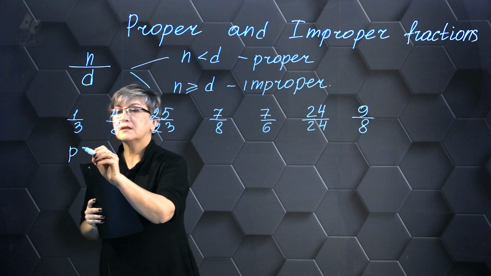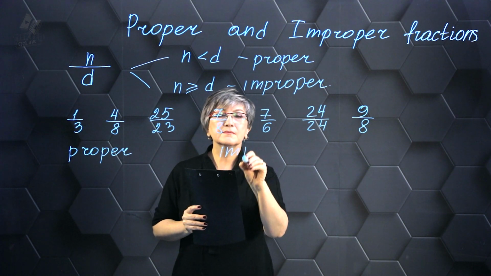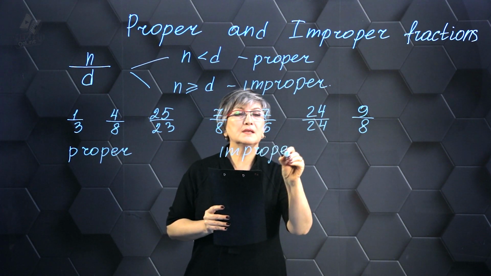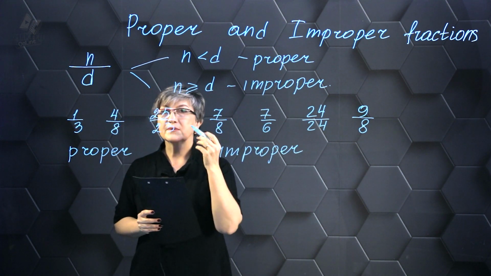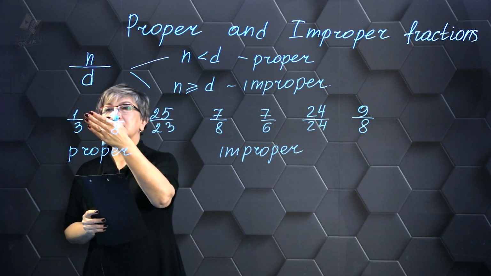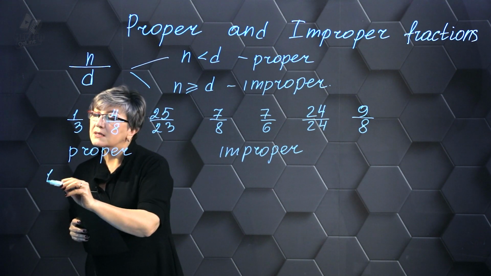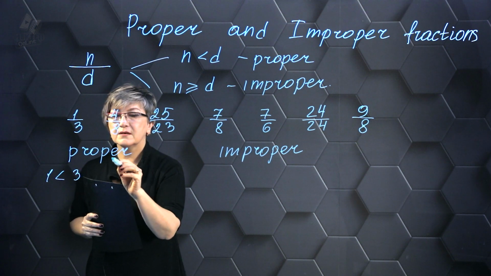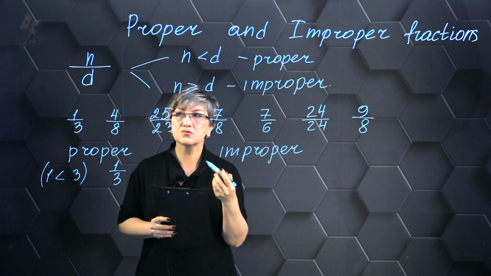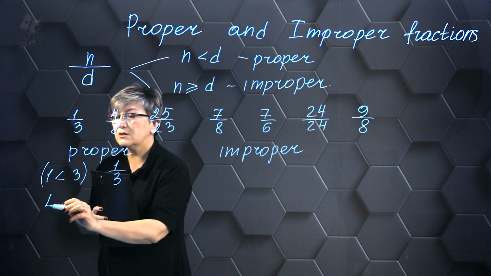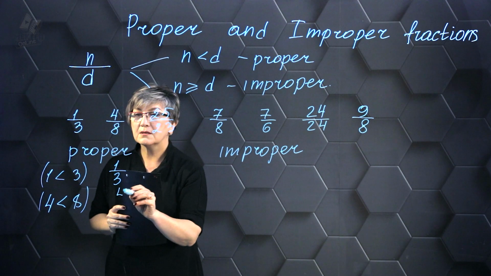Let's commence with the fraction 1/3. The numerator is 1 and the denominator is 3. 1 is smaller than 3. Therefore, in this column, I will write down the fraction 1/3. Next, 4/8. The number 4 is less than the number 8, so this fraction, which represents a part of a whole, is proper.